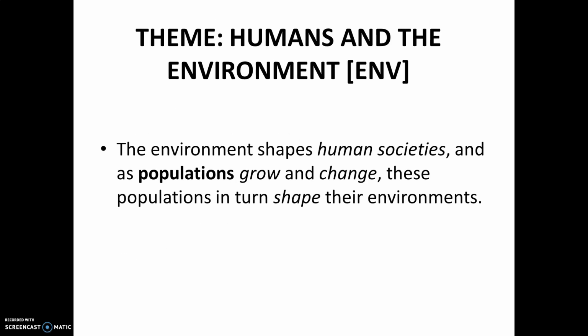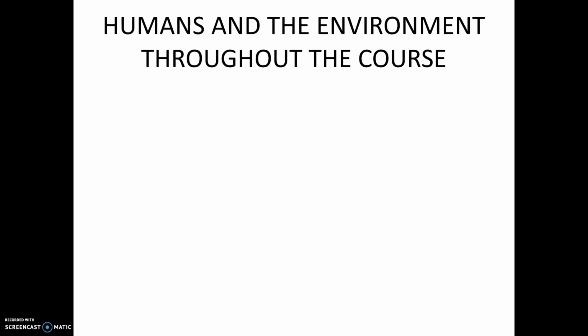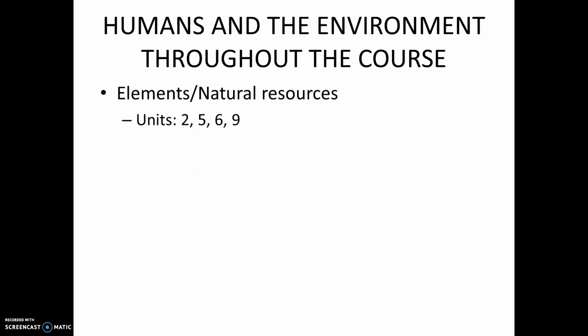It's the same with humans and the environment. So that's that first E in pieces. The environment shapes human societies, and as populations grow and change, these populations, in turn, shape their environments. Throughout the entire course, we can really take humans and the environment and boil it down to three topics. We have different elements and natural resources, like the monsoon winds in Era 1, like developing heavy industry and that global economy for Era 3. But then with our final era, globalization, we're looking explicitly at how humans affect the environment.